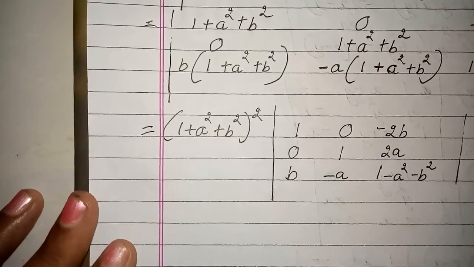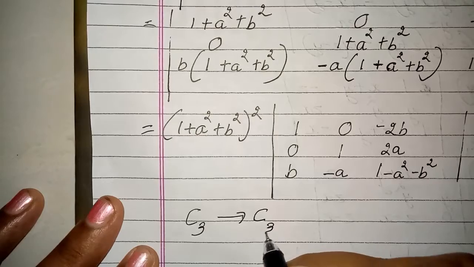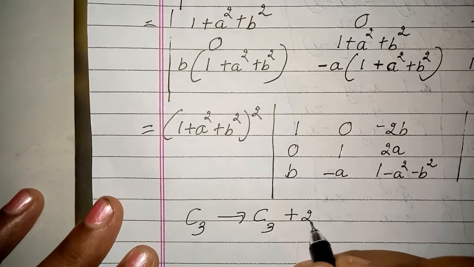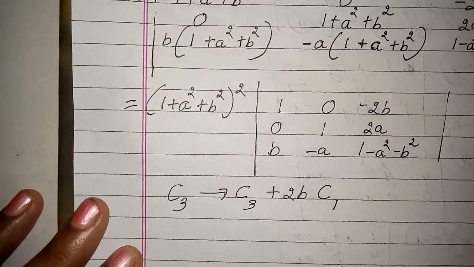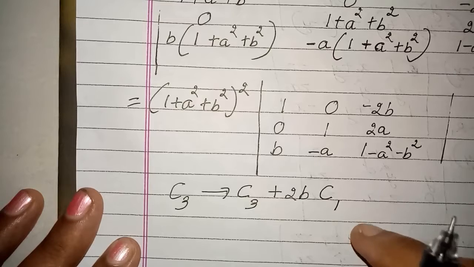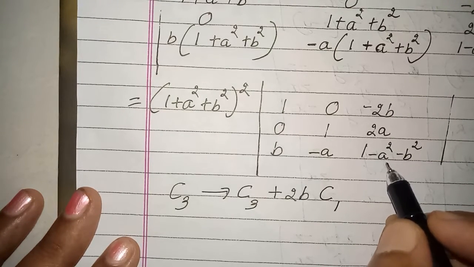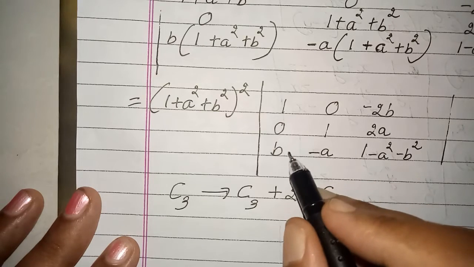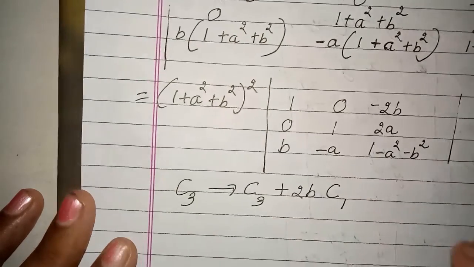Now children, for better simplification, I am going to do one more thing. In C3, I am going to do C3 plus 2b times C1. Why am I doing it? For better simplification. If you want, you can expand here itself, but I thought I will do one more thing. In C3, I am adding 2 times b C1. Okay, let's see what happens.